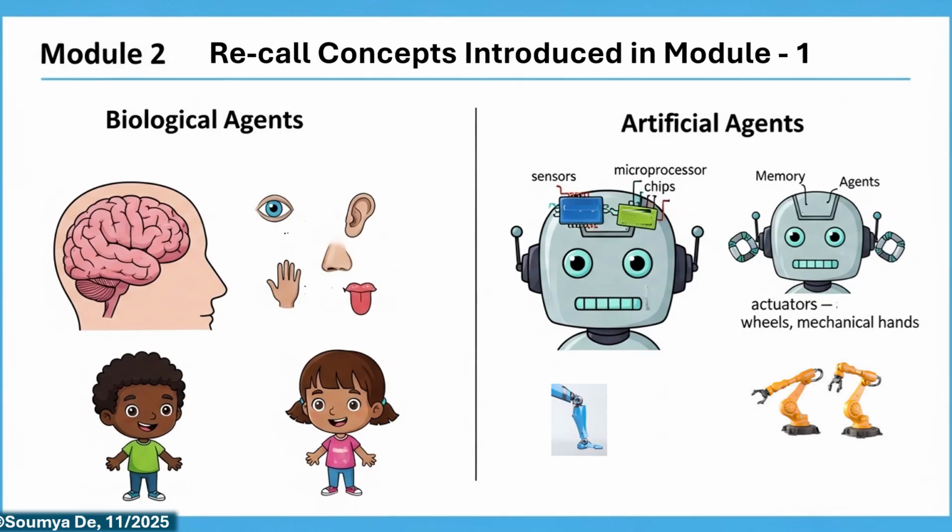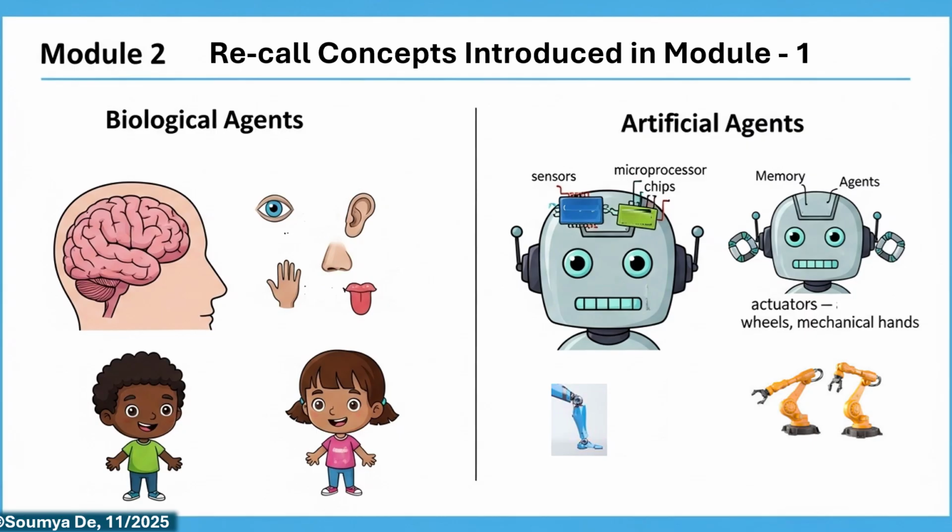Before we start something new, let's quickly remember what we learned before. In Module 1, we talked about two kinds of problem solvers: biological agents, that's us humans, and AI agents, that's machines and robots. We humans use our brains, memory, and senses to understand the world. We can see, hear, smell, taste, and touch to gather information. Then we use that information to think and take action.